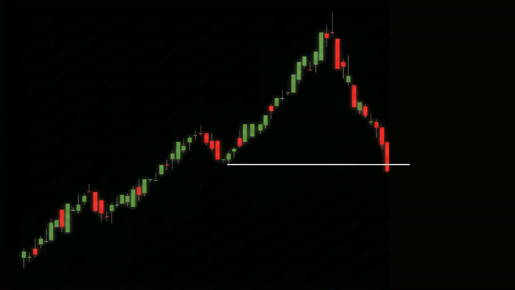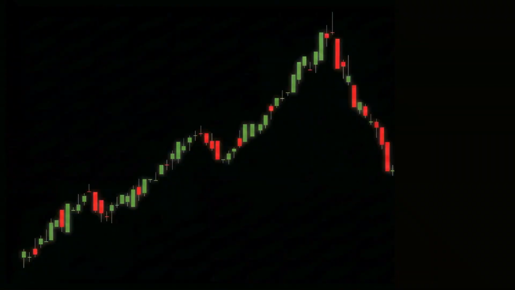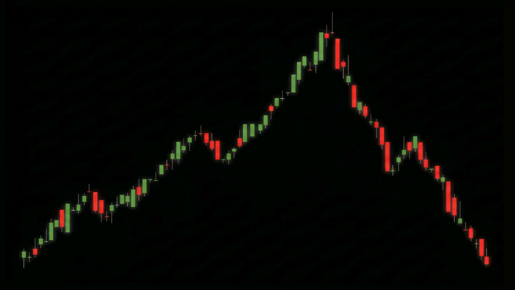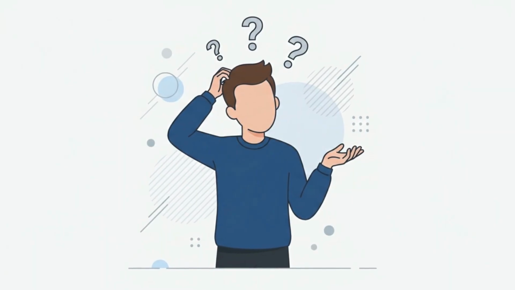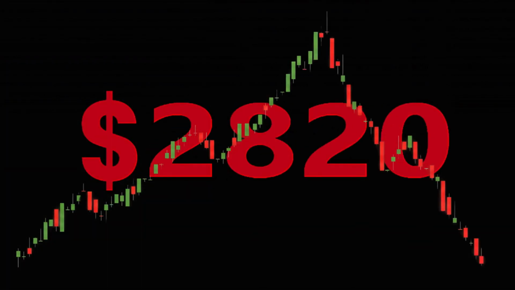You think, okay, just a pullback. I will wait for it to recover. But it doesn't recover. It keeps going down. And by the time you accept that the trend has actually flipped, you have either been stopped out of a long trade or you missed the entire short move. That confusion, that moment of, is this a pullback or a reversal, costs traders more money than almost anything else.